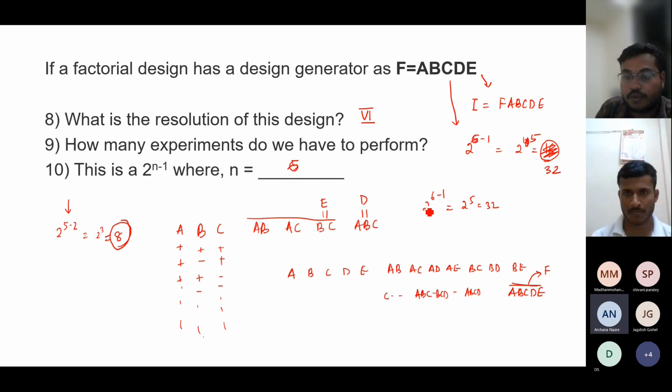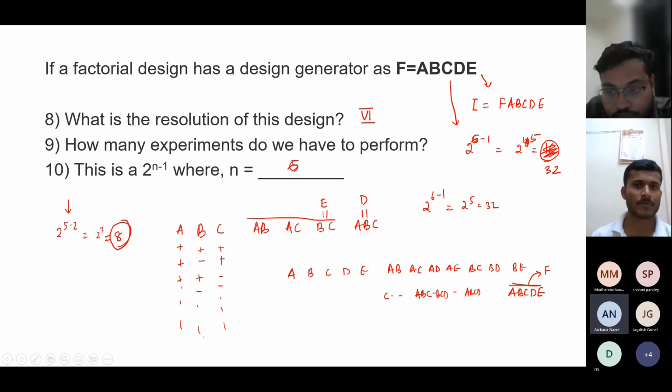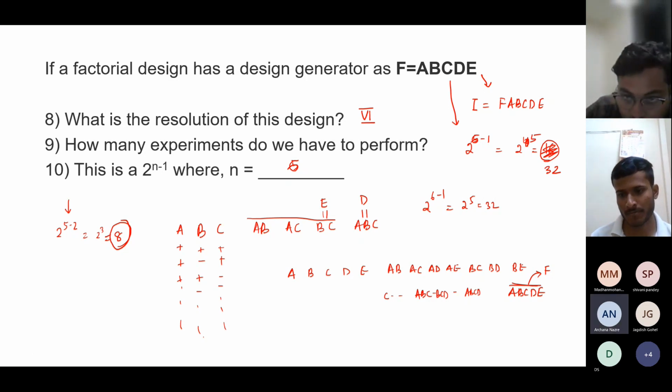So my next question is, if you subtract one, it is half. Two you subtract, it is 1/4. Three you subtract, it is 1/8. Four you subtract, it is 1/16. Okay. It is just for my understanding, sir. That's it. Thank you.